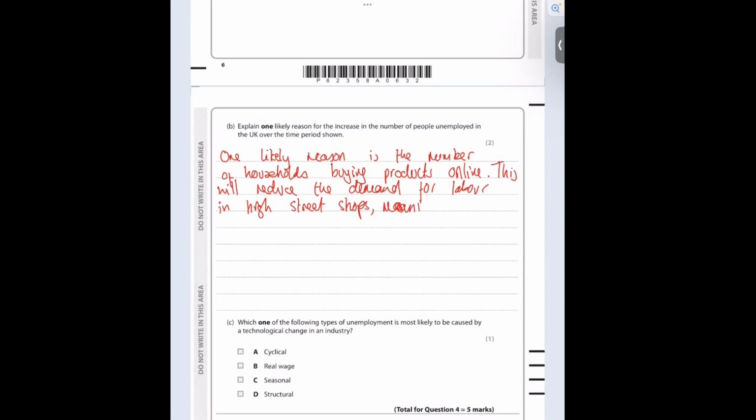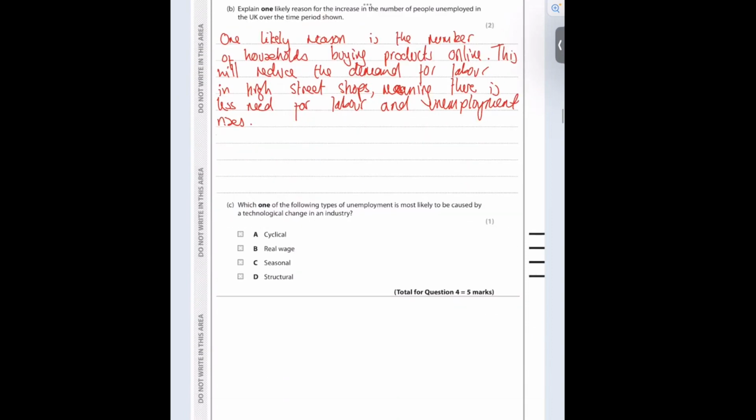Meaning there is less need for labor, and unemployment rises. Which one of the following types of unemployment is most likely to be caused by technological change in industry? Okay, so cyclical is a no, and the reason why is this is changes in the business cycle, the trade cycle.